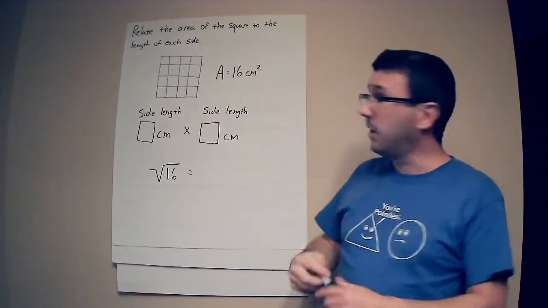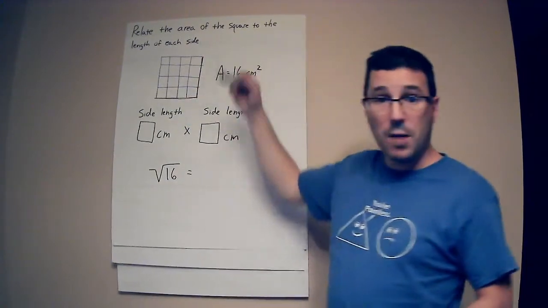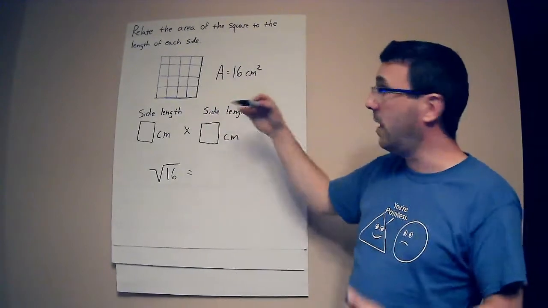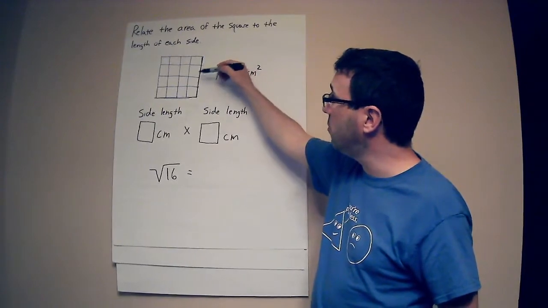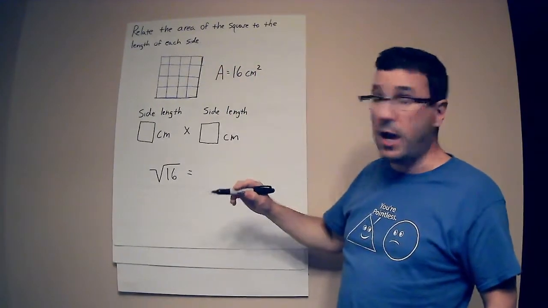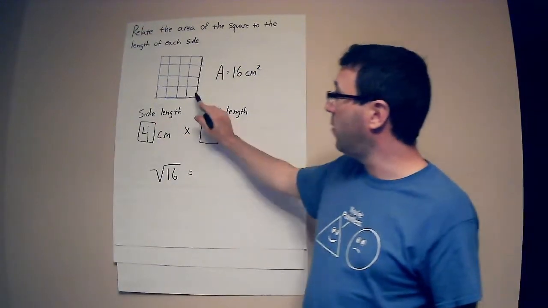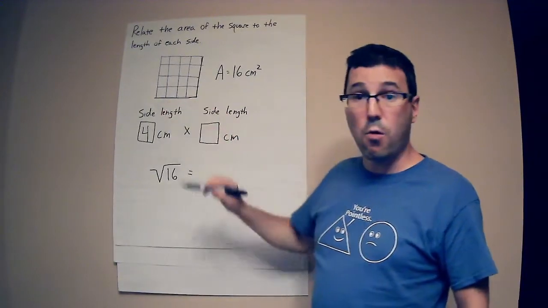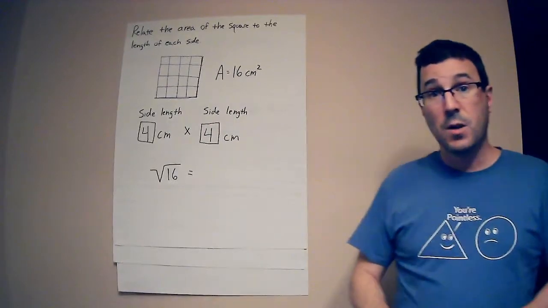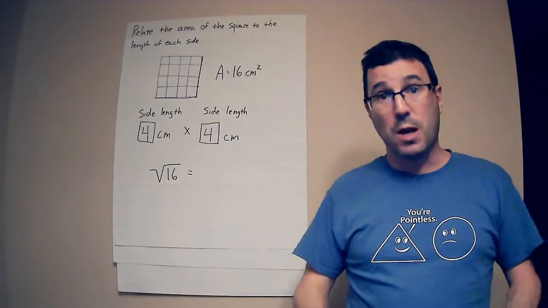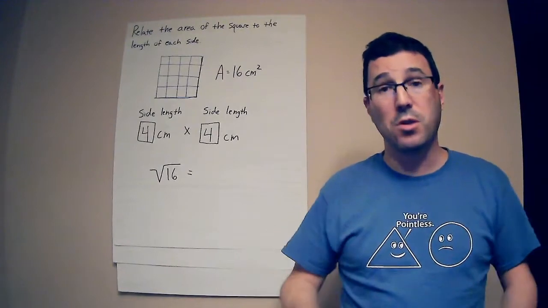If we look for the side lengths, namely this side here and this side here, I'm going to count how many boxes tall and how many boxes wide this square is. So we've got 1, 2, 3, 4 squares high, so that's one side length, we'll say is 4 centimeters, and then 1, 2, 3, 4 squares wide, so that's another 4 centimeters. Now if you notice, the same number shows up twice, and that's what squaring is. It's the same number multiplying itself.